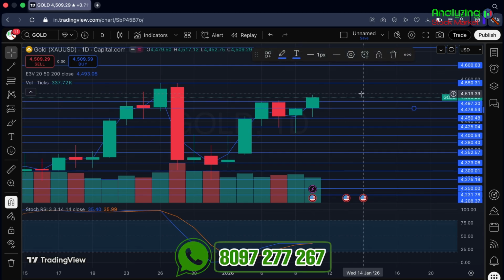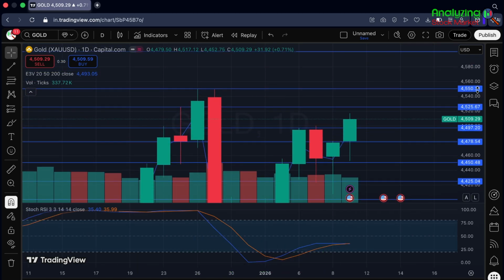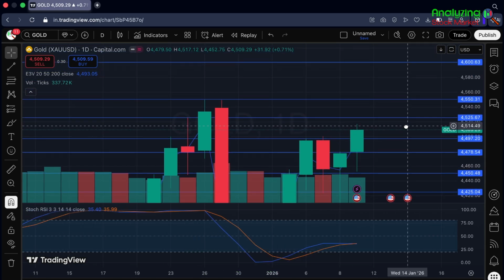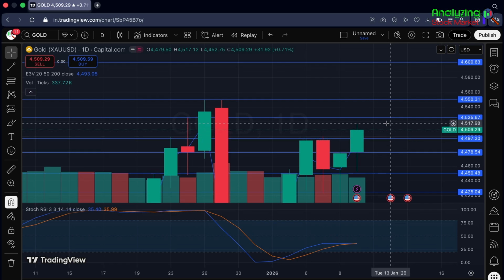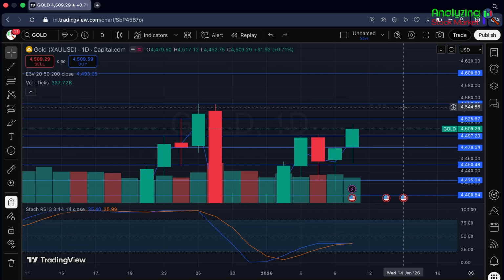So here I saw new data, so I am marking the same data on the chart. You can also mark the same data on your chart. Let's talk about the closing first. Here we can see 4509 is the closing. The direct support is 4497 and direct resistance is 4525. After direct support, there is a support of 4478 and then 4450. After direct resistance, there is a resistance of 4550 and then 4600. So these are two important support zones and resistance zones which will help you to take better stop loss and target levels according to your bias.